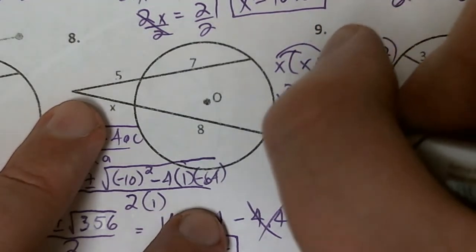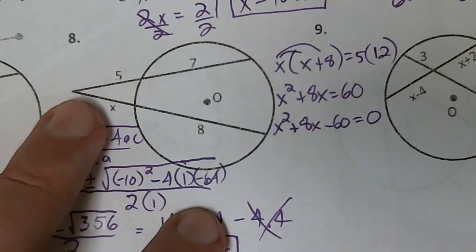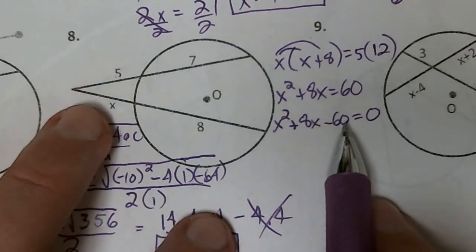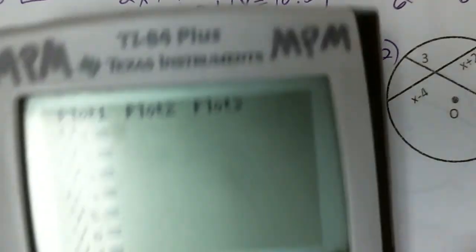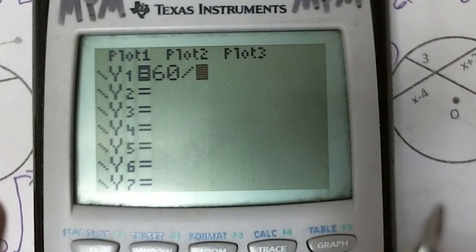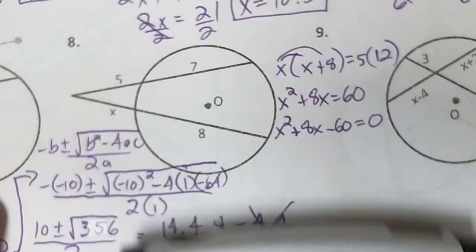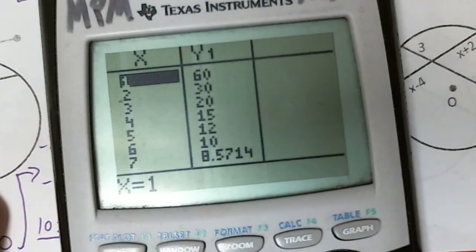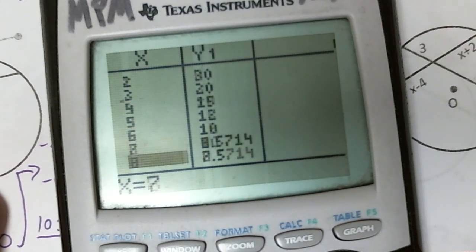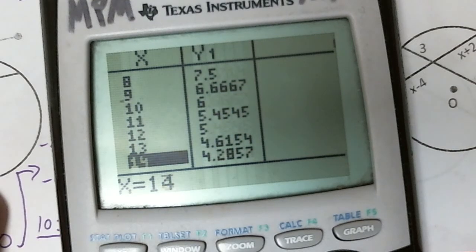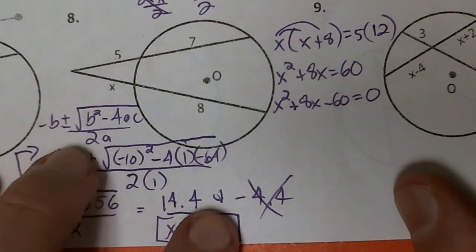Okay, let's move the 60 to the other side. X squared plus 8x minus 60 equals 0. I've got a quadratic. What are the factors of 60 that add to 8? I need 2 numbers that are basically 8 apart from each other. No, that's 11 apart, 7 apart, 4 apart. So, don't have any. So guess what we got to do? We got to use the quadratic formula again.